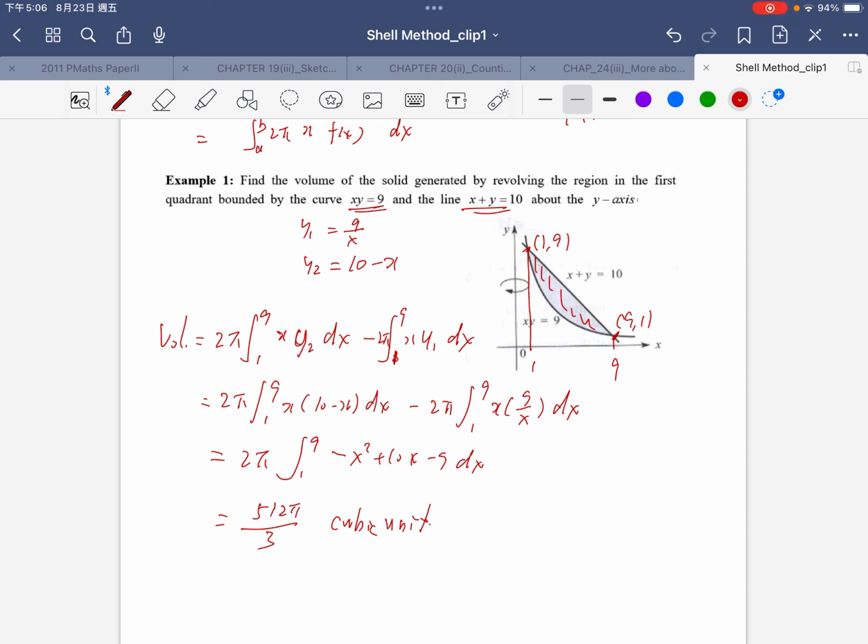Next time I will try to present an example at DSC level, also using the shell method.